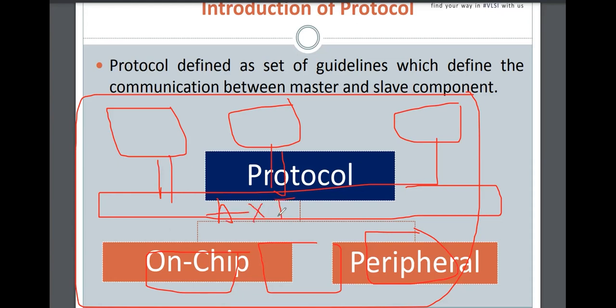Okay, AXI interconnect, we can call it. So this is the on-chip communication protocol, which is used to connect the different types of agents at the SoC level. Every IP on the chip will communicate with the other IPs by using a standard protocol. This AXI is the standard protocol, so we can call it an on-chip protocol at the SoC level.